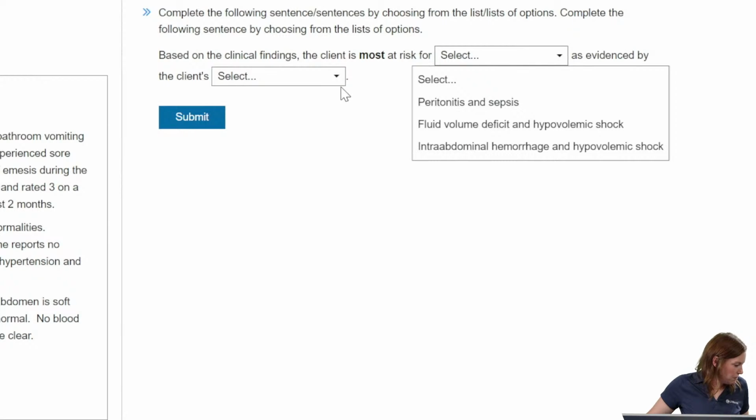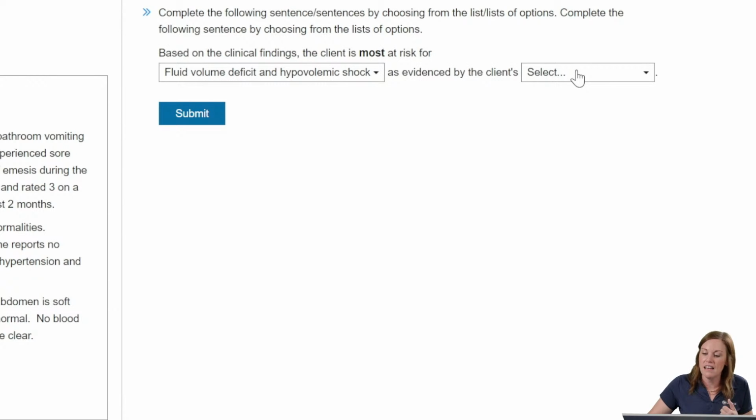I'm seeing a lot of people reiterating hypovolemic shock, so I'm going to go ahead and pick it. You guys are definitely on to something here. So fluid volume deficit, hypovolemic shock. This is what we're going to select. Peritonitis and sepsis, this is really what we worry about more maybe with that ruptured appendix, and then intra-abdominal hemorrhage and hypovolemic shock is what we worry about more with that ruptured ectopic pregnancy.